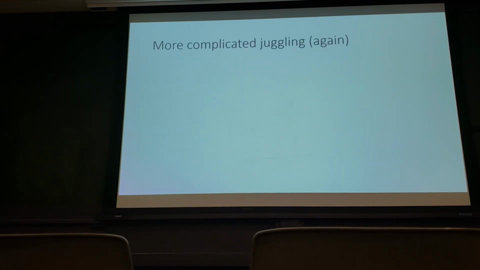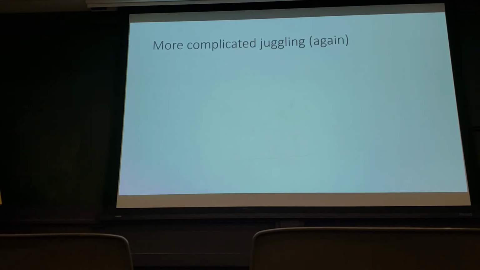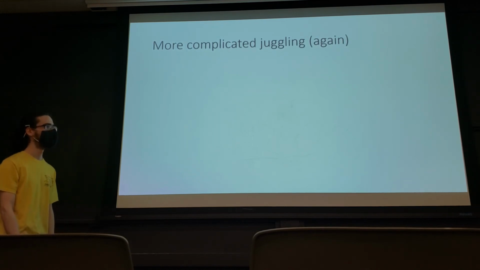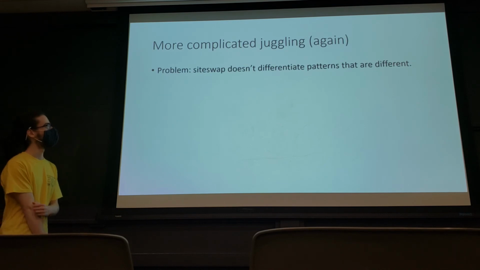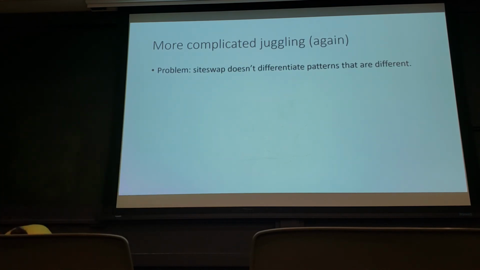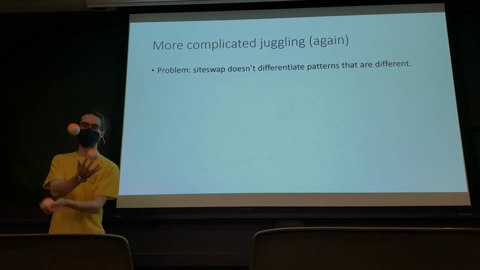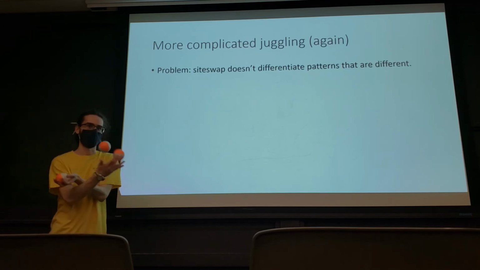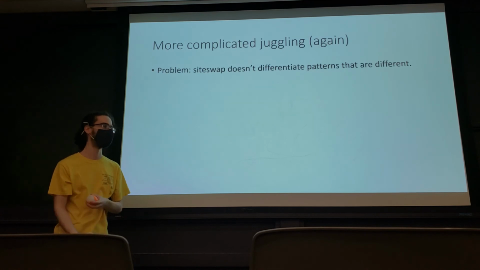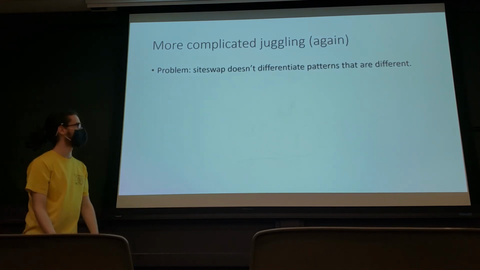Okay, so let's talk about more complicated juggling again. Siteswap is not perfect. It describes a lot of patterns, but the problem is that it doesn't differentiate between some patterns that are different. So for example, the basic cascade pattern has siteswap 3, and this pattern, mess, also has siteswap 3. If you keep track of what hand is catching and throwing which ball, it's exactly the same between 2 patterns, but clearly they're very different.